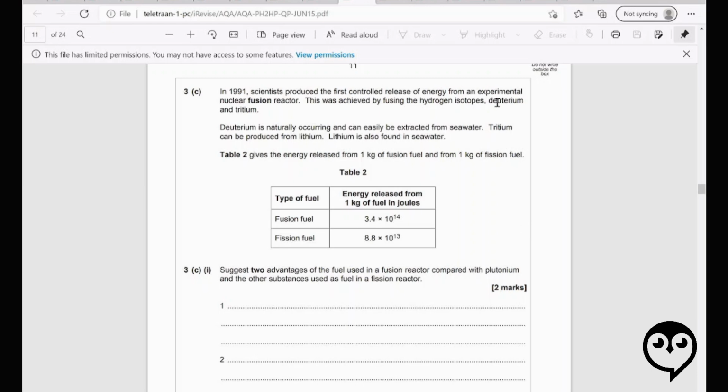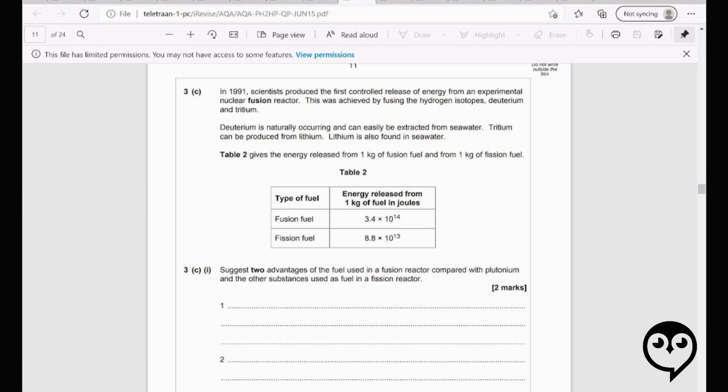3C: in 1991, scientists produced the first controlled release of energy from an experimental fusion reactor, fusing isotopes of deuterium and tritium. Those are isotopes of hydrogen, by the way. Deuterium is naturally occurring and comes from seawater. Tritium can be produced from lithium. Lithium is also found in seawater. So we read all of this information because it might prove useful.